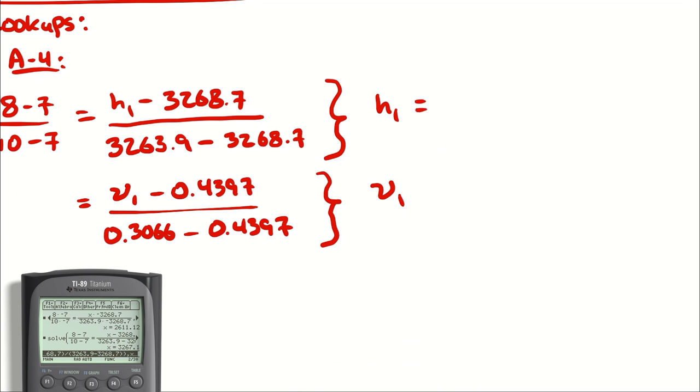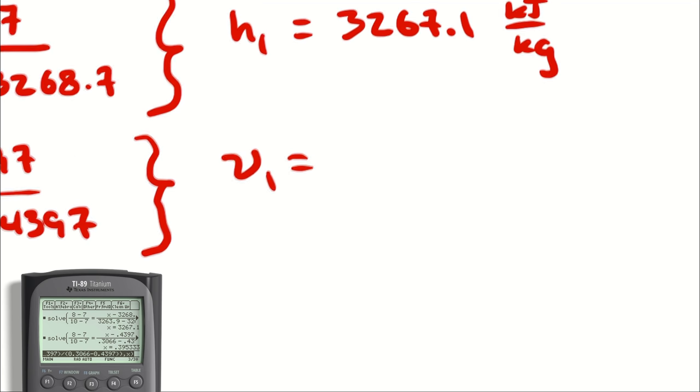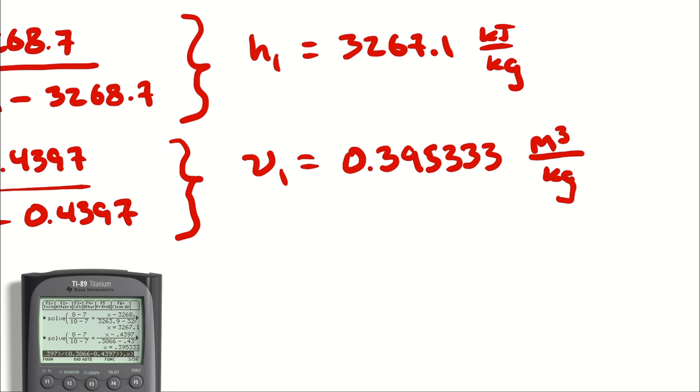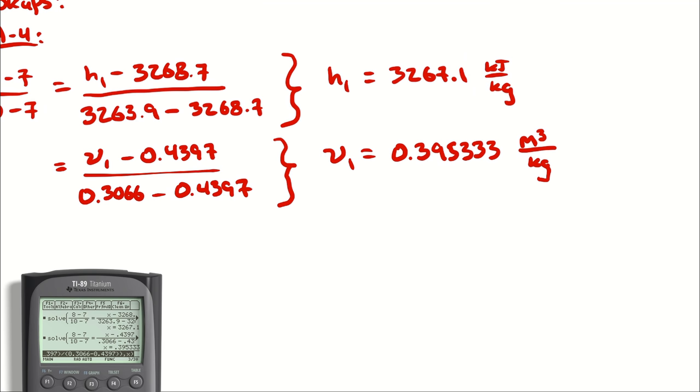3,267.1 is my enthalpy. 3,267.1 kilojoules per kilogram. And now, the same thing with specific volume. So I will get rid of 3,268.7 and replace that with 0.4397. I will get rid of 3,263.9, replace that with 0.3066. And make the same substitution for 0.4397, and I get a specific volume at state 1 of 0.3953, and then just for good measure, let's throw a couple extra 3s on. We are paying no attention to significant figures.